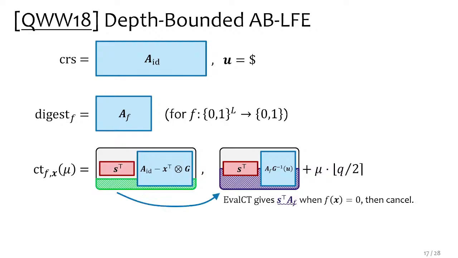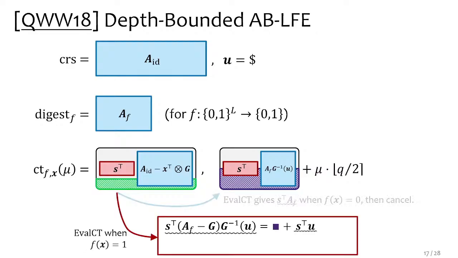So suppose f(x) is equal to 0, in which case we will be able to decrypt. Then you can do the homomorphic evaluation, which will give you s times A_f minus f(x) times G. But f(x) is 0, so it's just sA_f. And then you can multiply with this short vector G inverse of u, and then you can cancel the one-time pad.